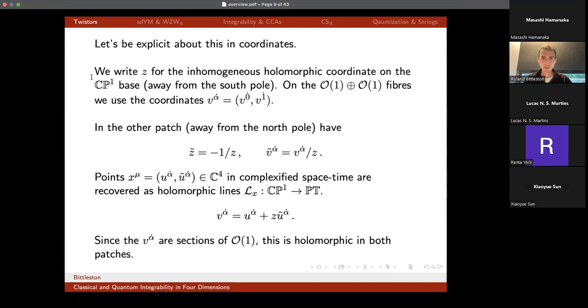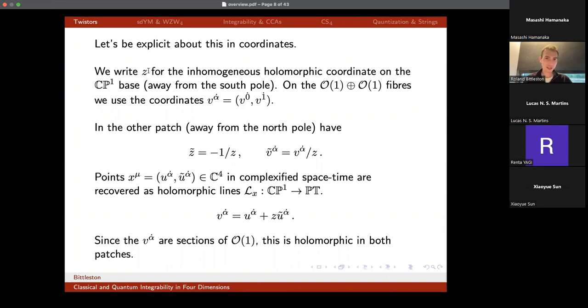So I want to be very, very explicit about this. Let's introduce an inhomogeneous coordinate Z on this CP1 base away from, say, the South Pole. And then on the O(1)+O(1) fibers, we introduce holomorphic coordinates V0 dot and V1 dot. The dots just indicate that these are right-handed spinor variables, so they transform in the right-handed SU(2).